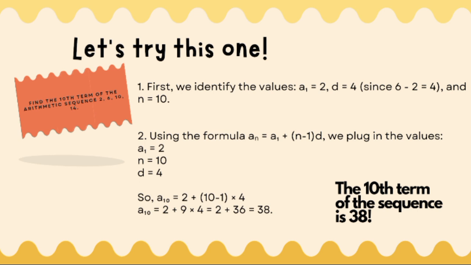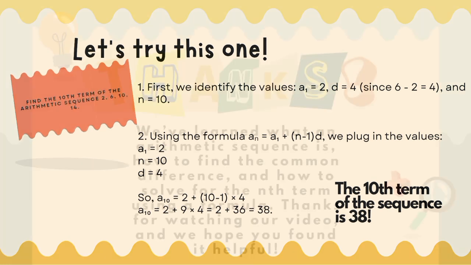a sub 10 equals 2 plus 9 times 4, which equals 2 plus 36, which equals 38. The 10th term of the sequence is 38.